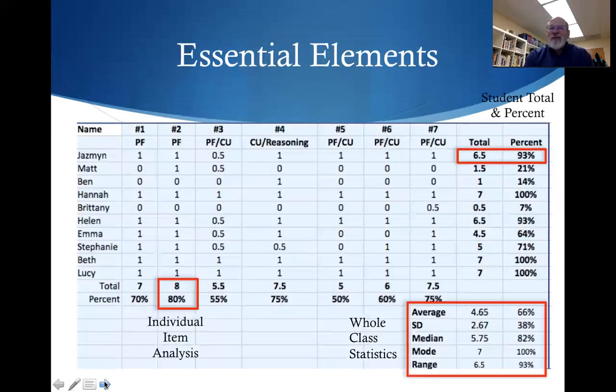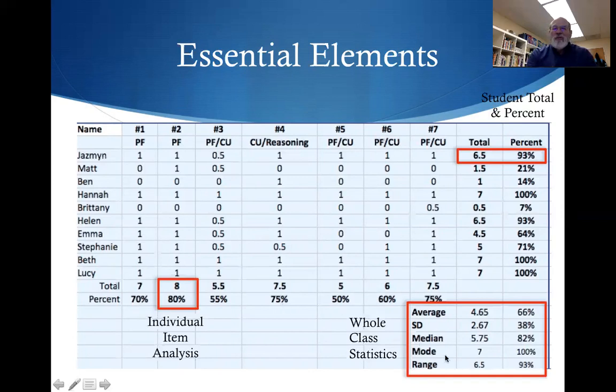As you look at my graphic, notice what it points out. Notice the red rectangles. This one down here, the lower left, individual item analysis. With that, I can say 80% of my students were correct on number 2. 55% were totally correct on number 3. Number 5, 50%. So I can use those percentages to describe the performance of my students.